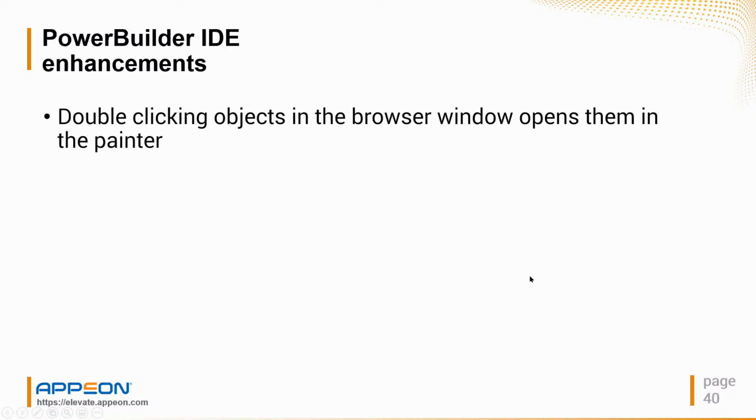Okay, the enhancements to the PowerBuilder IDE. Prior to this version, if you used the browser to find an object you were interested in, and you said, okay, here's where this object is, you then had to go back into the PowerBuilder IDE and find the library it was in, and then open it up. That's changed now. If you're in the object browser in PowerBuilder, you find the object you're interested in, and you can open it directly from the browser just by double clicking on it.